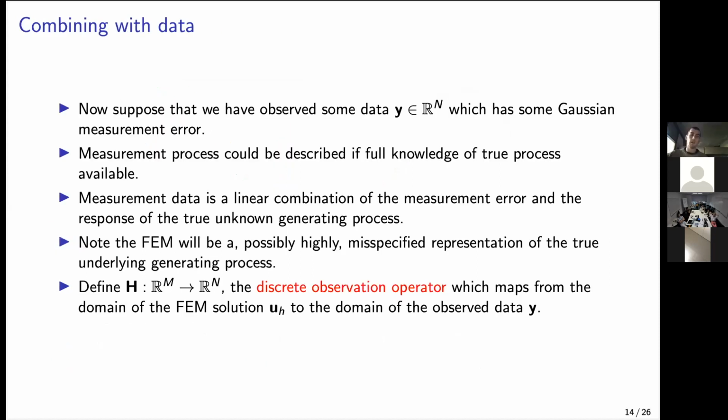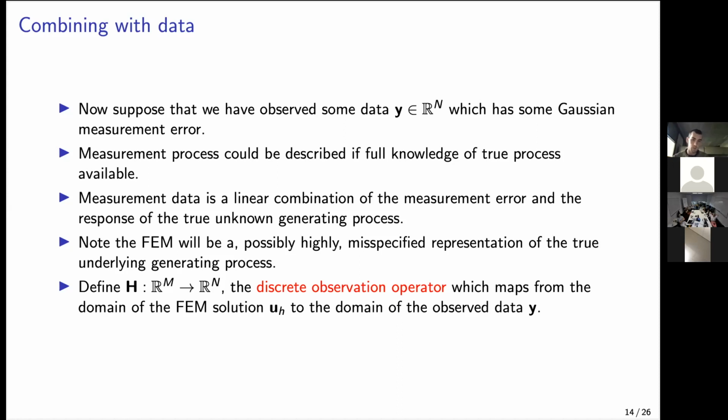But then, having got this prior now, taking a step back and going back to the idea of incorporating data into our process, suppose now that we're going to observe some data which has some Gaussian measurement error. The measurement process could be described if we had full knowledge of the true process, but often it can't. And then our measurement data is going to be a linear combination of the measurement error and the response of this true unknown generating process.